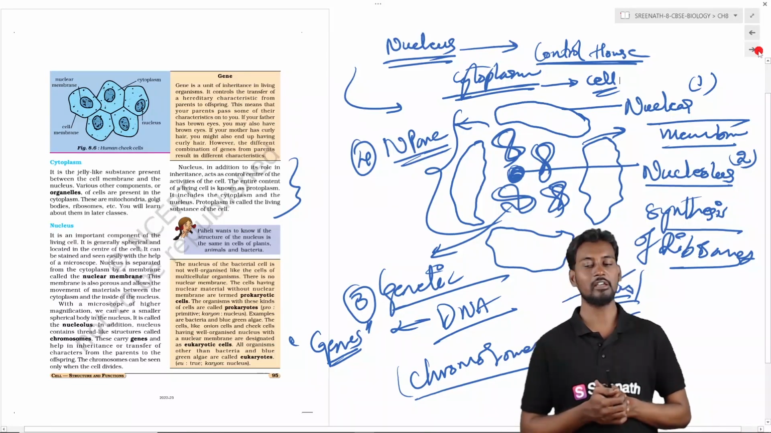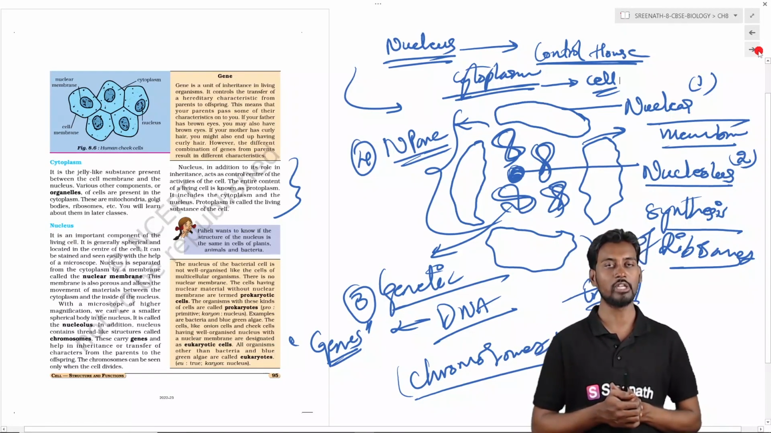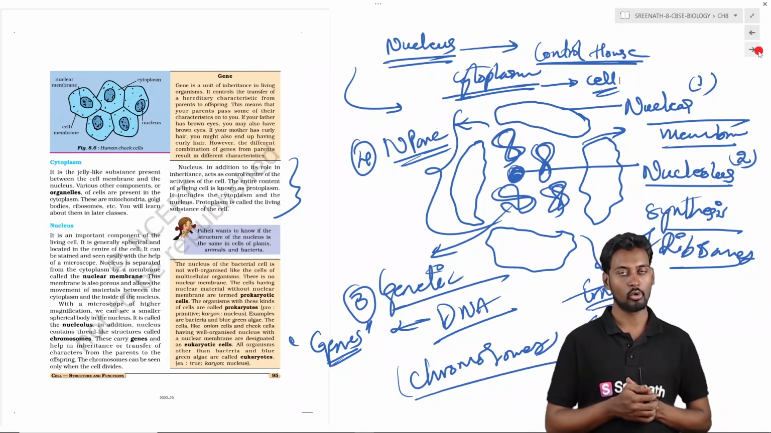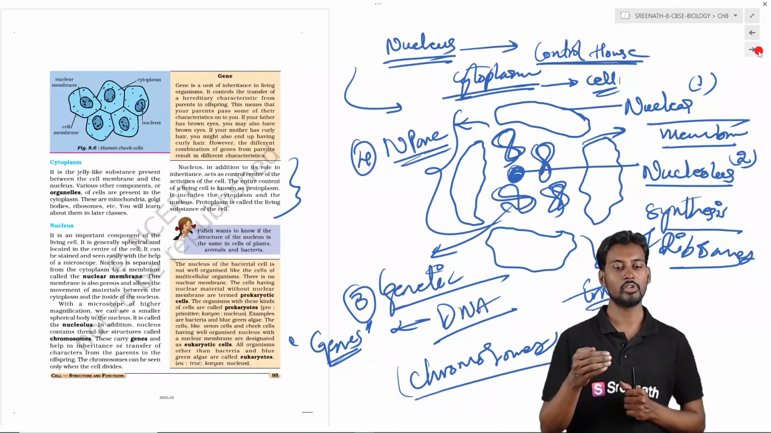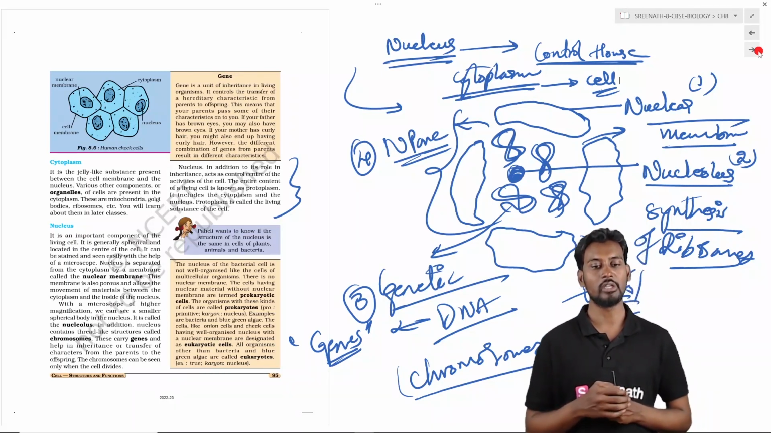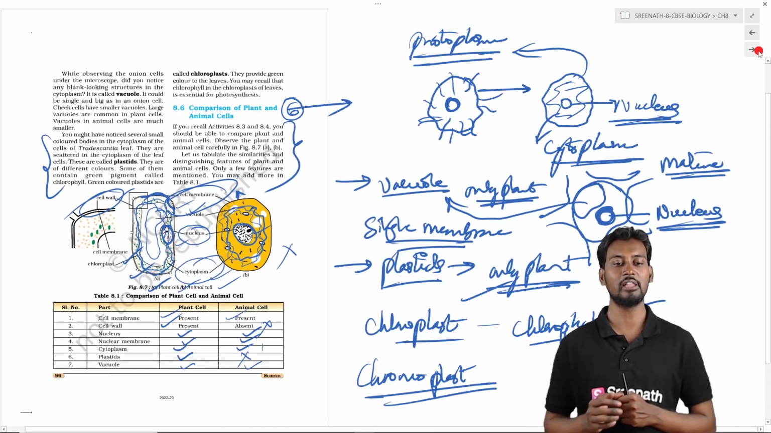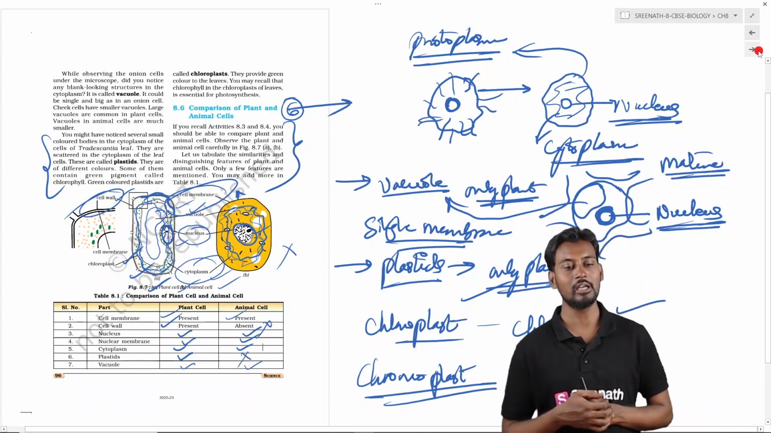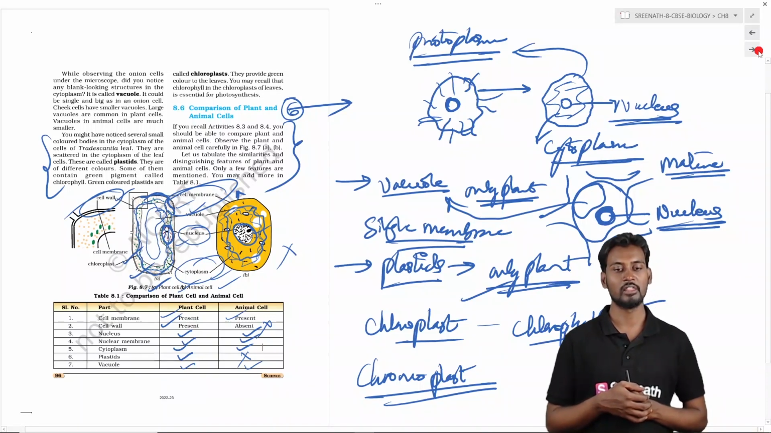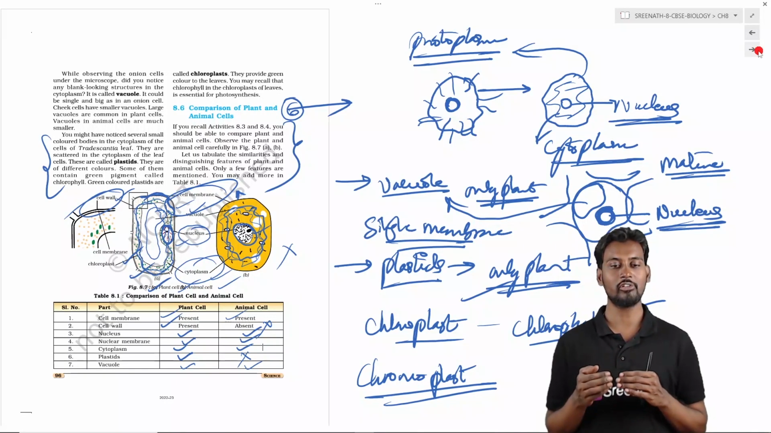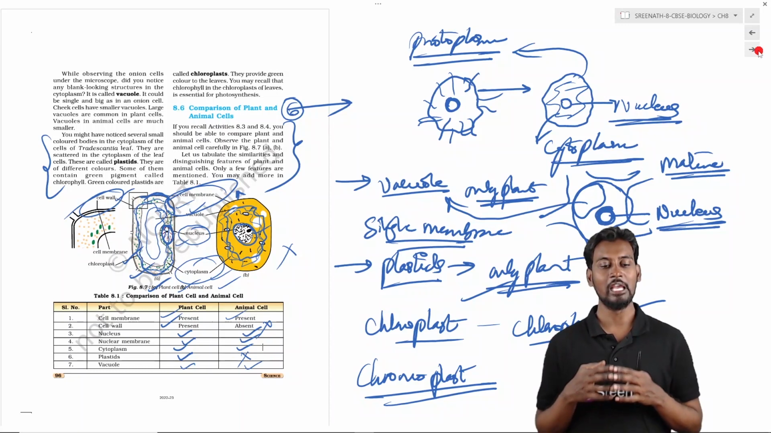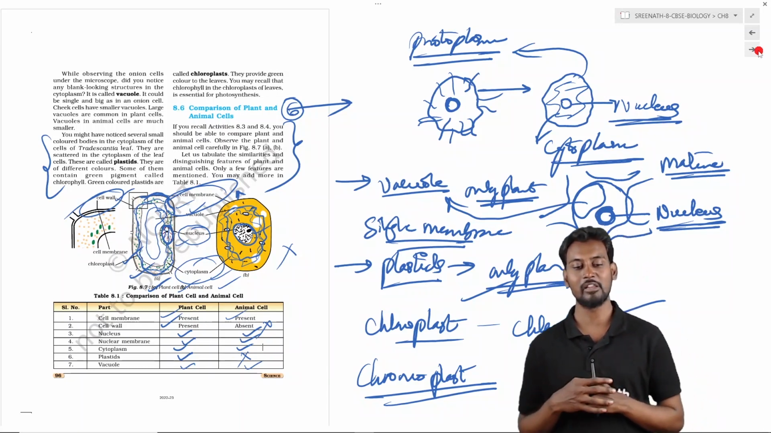So here we discuss in detail the nucleus, that is the nuclear membrane, nucleolus, chromosomes and the genes, which are a part of the nucleus. Apart from this, we also discuss the vacuoles and the plastids. And while comparing the plant and animal cells, we are comparing each and every part between the plant cells and the animal cells.